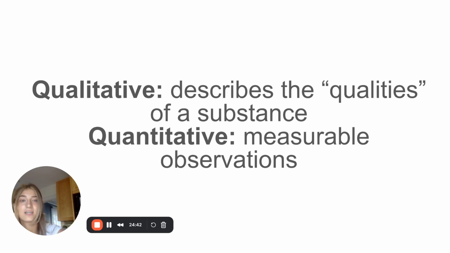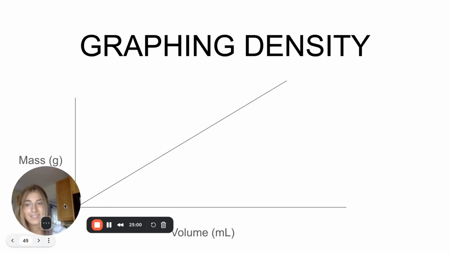Qualitative is describing the qualities of a substance, and quantitative is measurable observation. So qualitative is like, it's red, it's shiny. Quantitative is like, it's 3 feet long, it weighs 2 pounds. So, some examples.